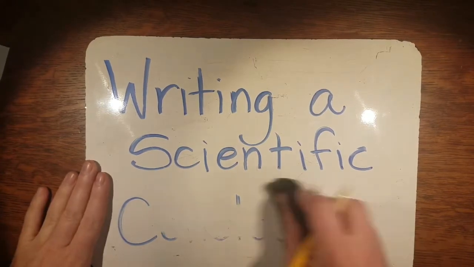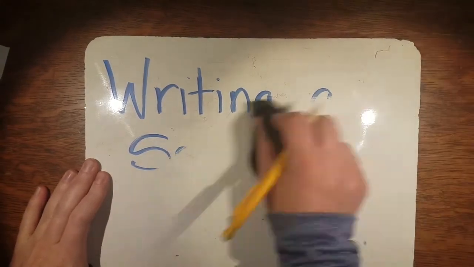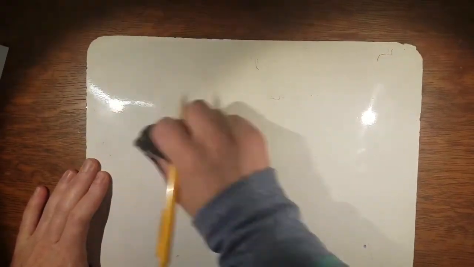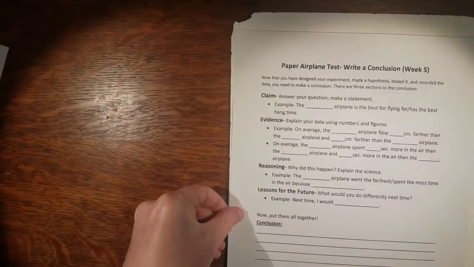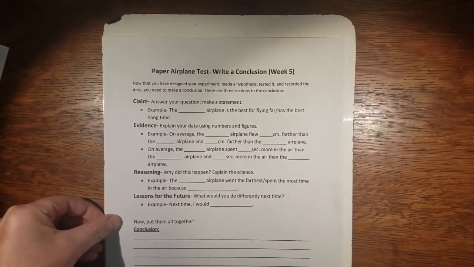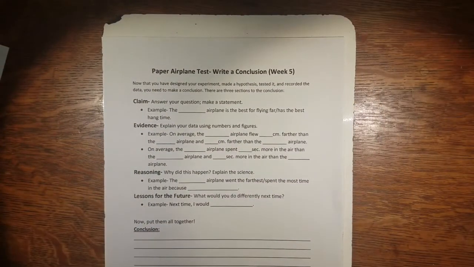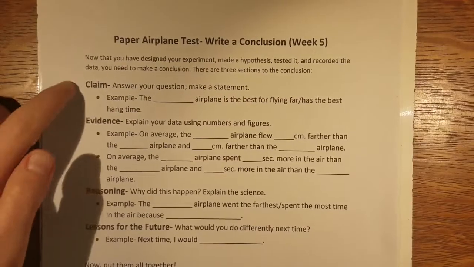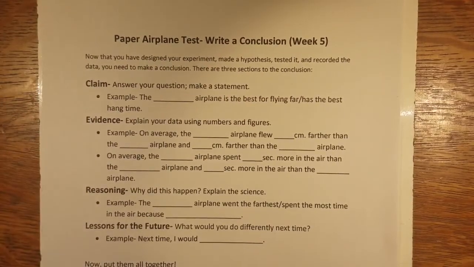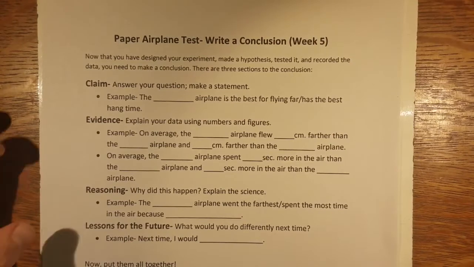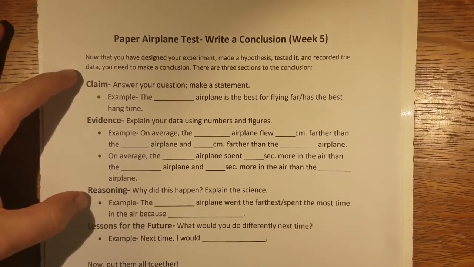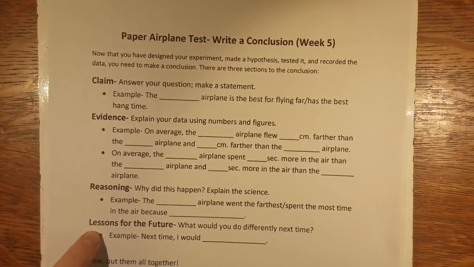You'll notice that it's a little bit different than a conclusion to your stories or to your reports. In a scientific conclusion, we want to include four main things. We call this a claim, evidence, reasoning conclusion, or CER, and then we also have a lessons for the future.